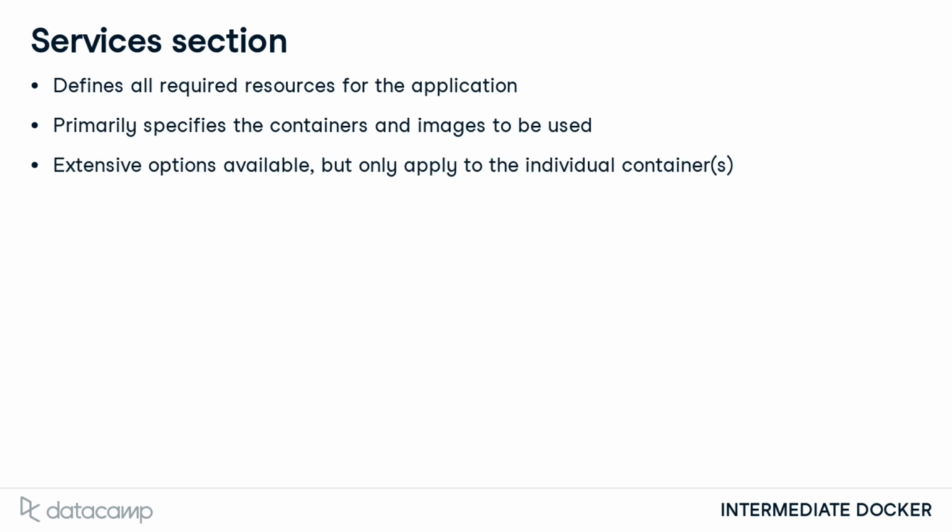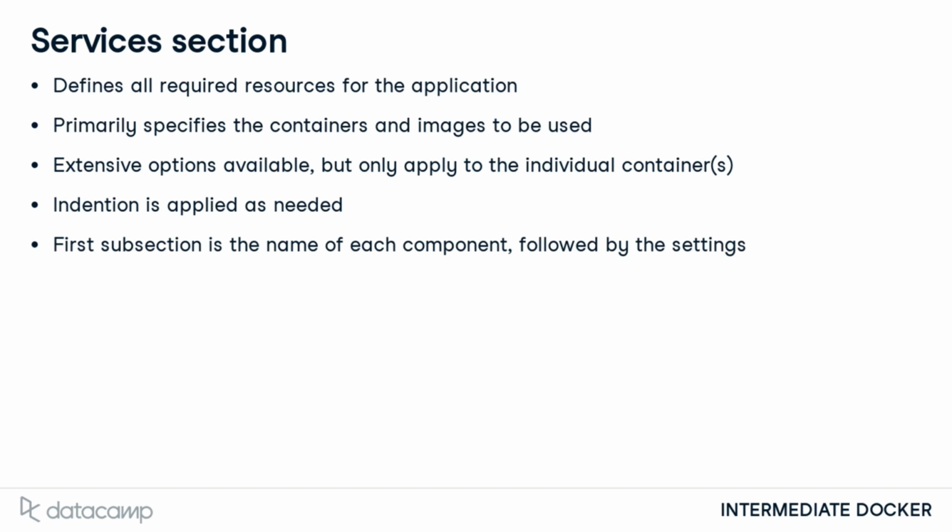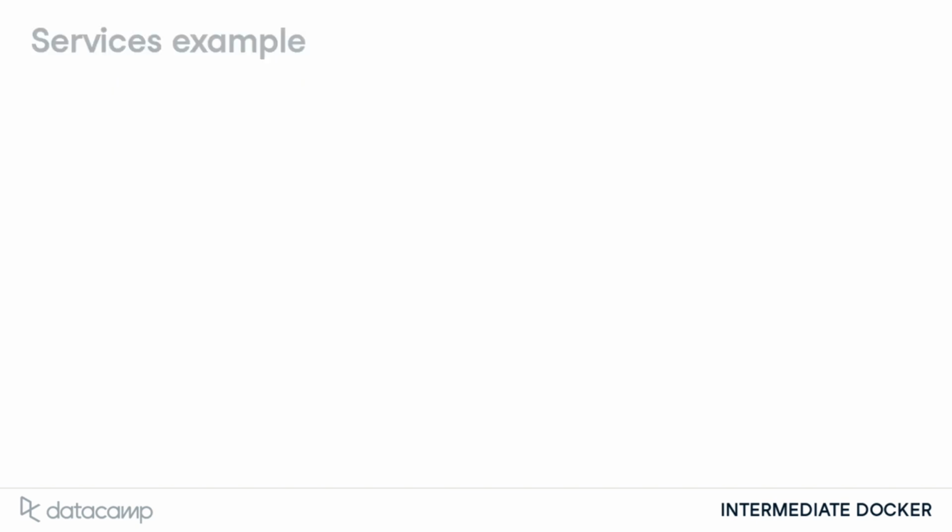There are extensive options available, but it's important to note that the settings only apply to the container they're specified on. Being defined in YAML, the sections are indented as required. The first subsection for each service is the name of the component or service, and the settings for each indented after that. Let's look at a sample services section in a config.yaml file.